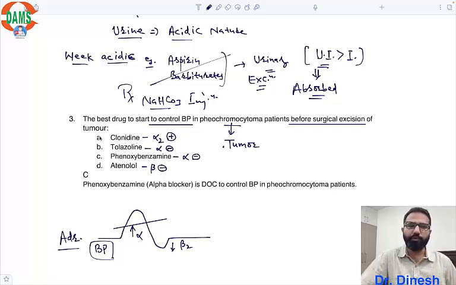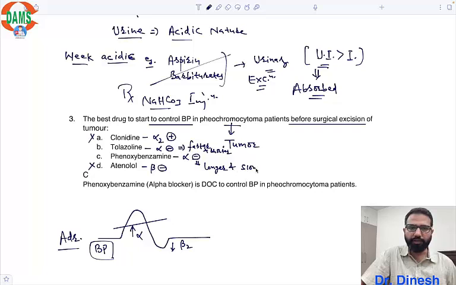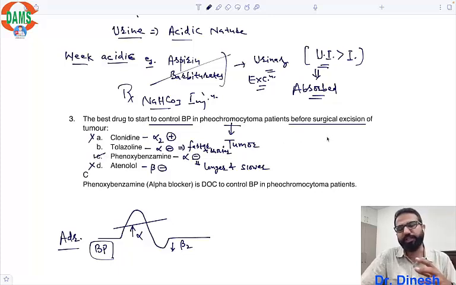When we use the alpha blocker, this option is out and this option is out. Now we have these two options, tolazoline or phentolamine. Tolazoline or phentolamine, these are faster and shorter acting drugs. But phenoxybenzamine is a longer and slower acting drug. That's why out of these, phenoxybenzamine is the choice before surgical excision.